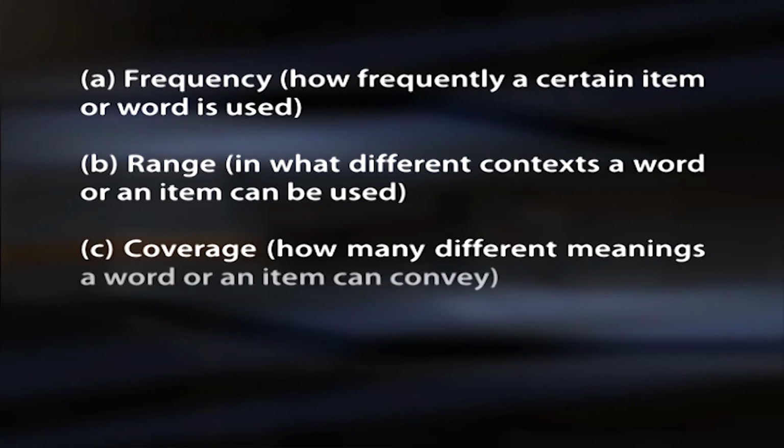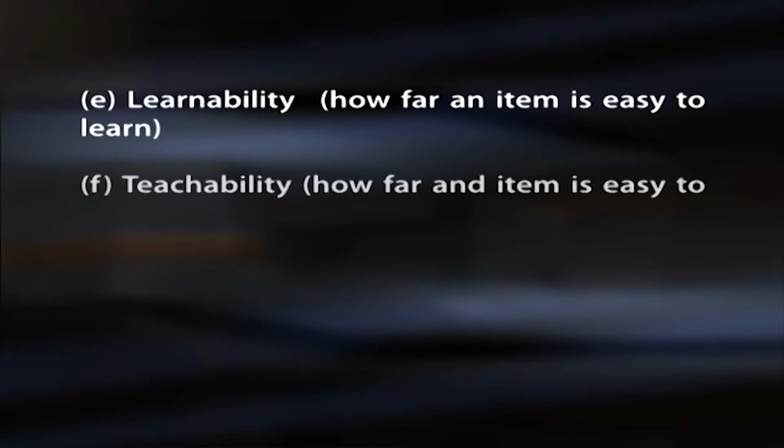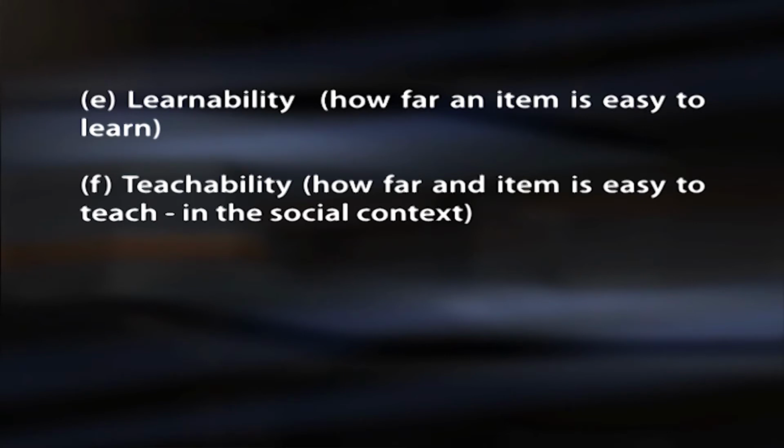C. Coverage, how many different meanings a word or an item can convey. D. Availability, how far an item is convenient to teach. E. Learnability, how far an item is easy to learn. And F. Teachability, how far an item is easy to teach in the social context.